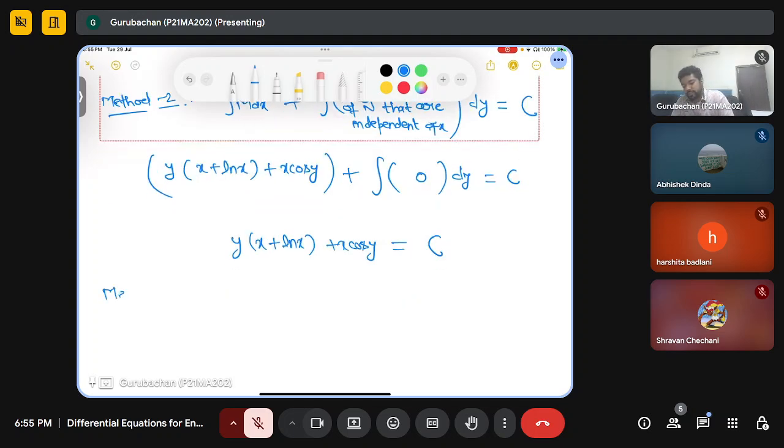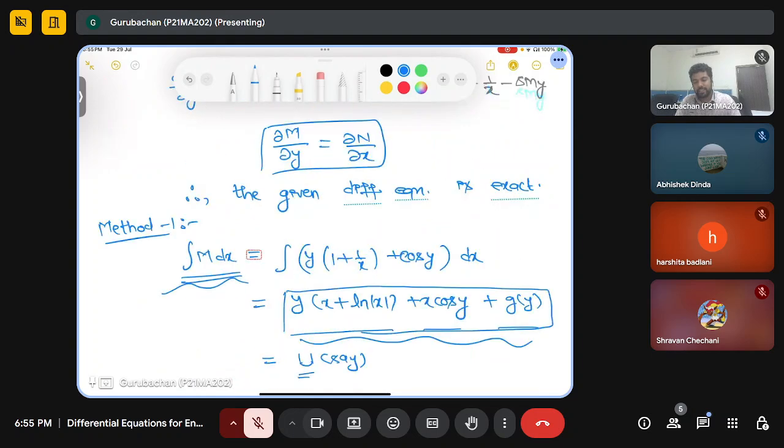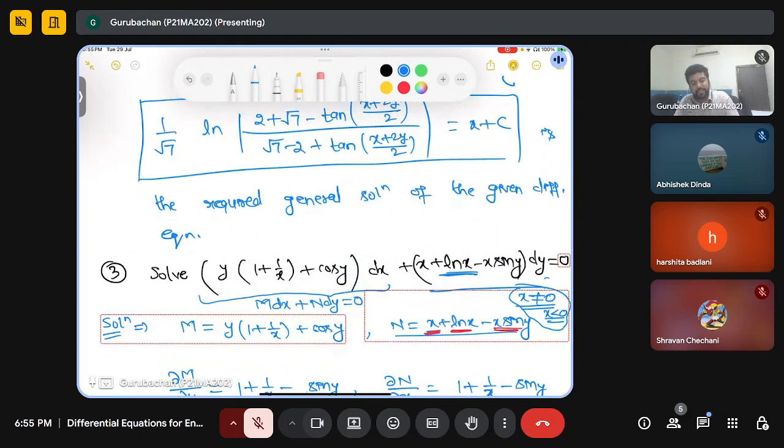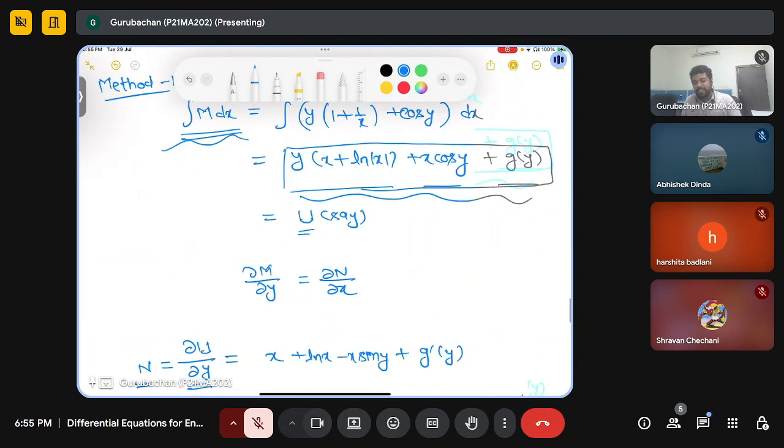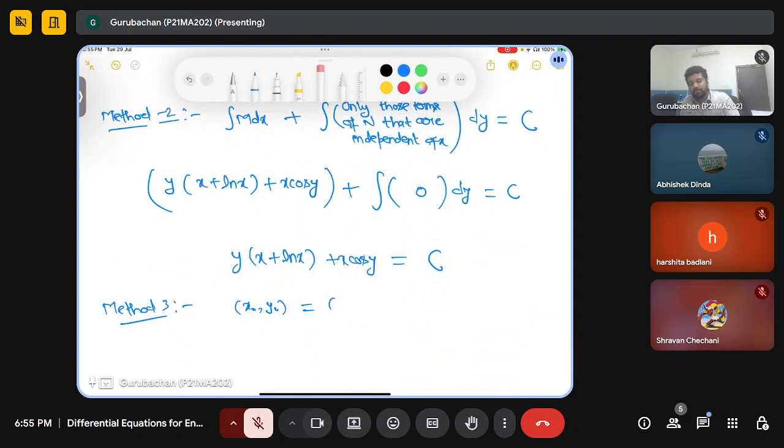Now the last one is method number 3, that is from the lecture. So we have to choose some x naught, y naught. In general, we take 0, 0. Since I have let you know that the domain is x greater than 0, in fact, ln x cannot be defined for 0 or negative. So what can be the easiest way to take the point? You can simply take 1 comma 0. Now tell me, Shravan, what is the formula to calculate its solution?